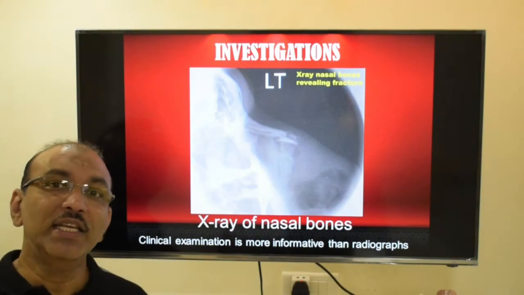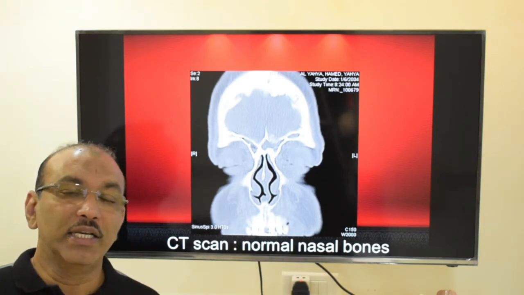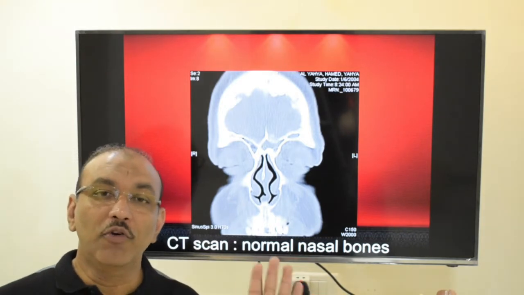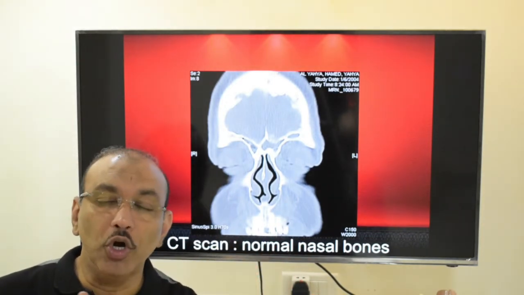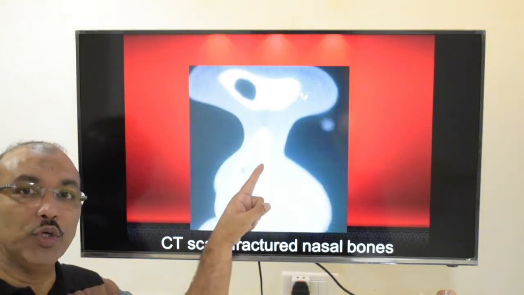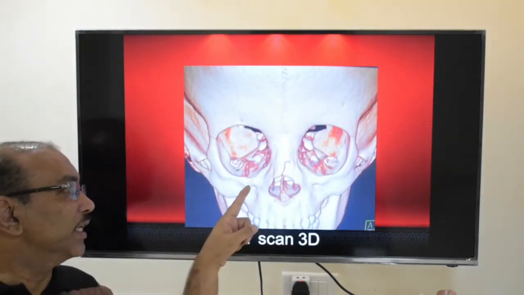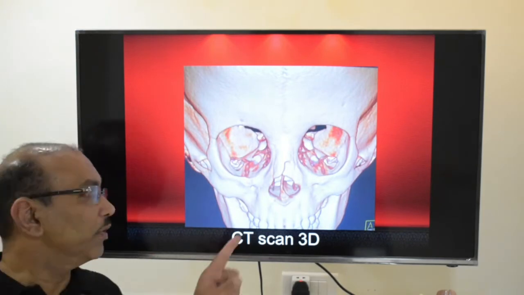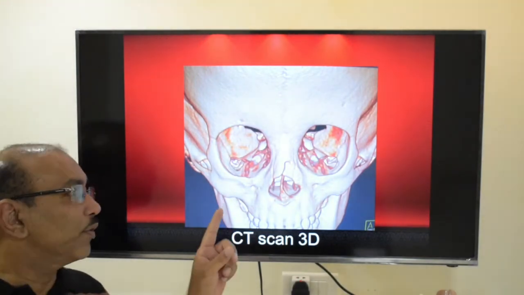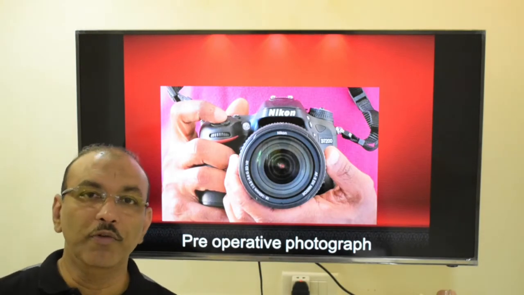Now, if there is any associated other facial bone fracture, or we feel that we are missing something, we can get it confirmed with a CT scan. But normally, for an isolated nasal bone fracture, we do not need a CT scan. This is a normal CT scan, and this is a CT scan which shows a nasal bone fracture. This is a 3D view CT scan, which shows the fracture of the nasal bone on the left side. Likewise, we have to document. We have to take a photograph of the external nasal framework too before doing any procedures.